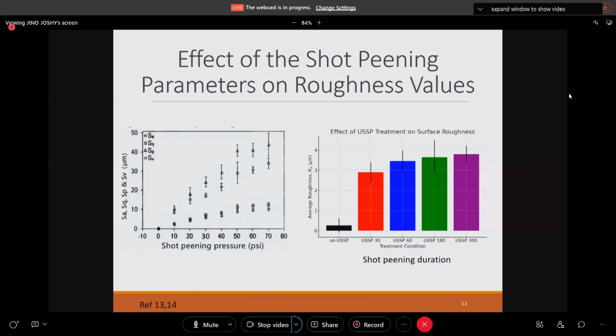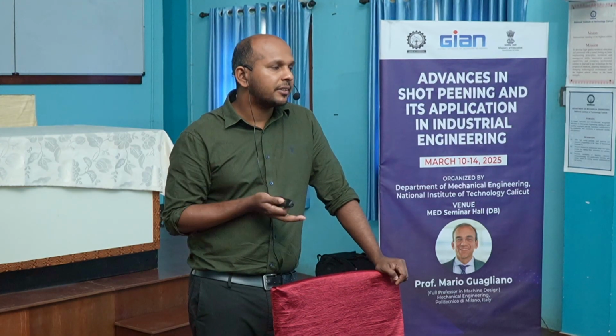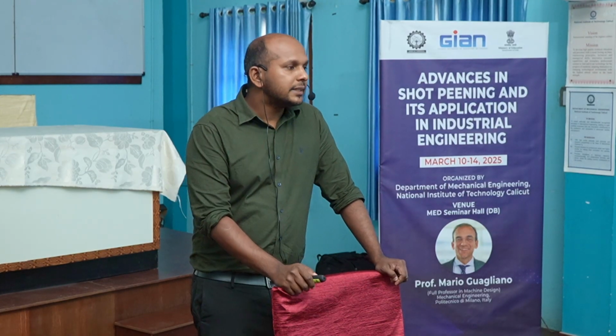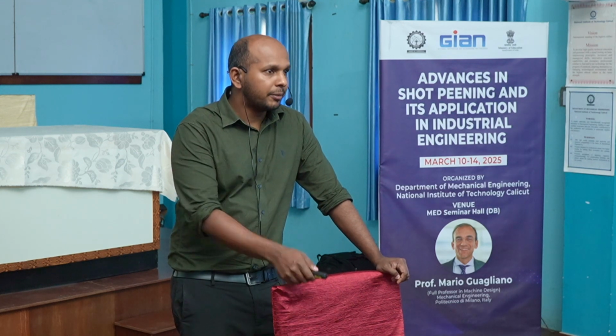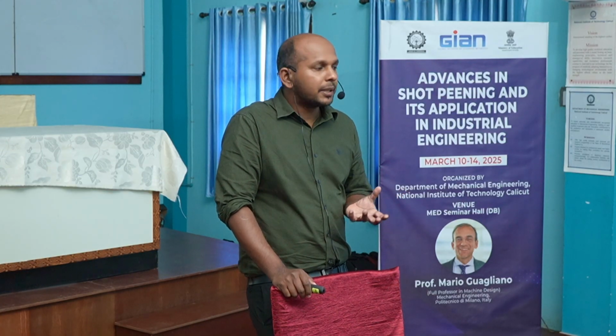The adjacent image shows how shot peening duration governs the surface roughness. As we do shot peening for longer, initially there is a sudden increase in the roughness values. Finally, even though the duration changes from 180 to 300, the slope of the curve decreases, meaning it is almost stagnating. These are individual parameters that affect the surface roughness. Later, people use analytic techniques, FEM studies and other experimental studies, to find how multiple parameters together affect the roughness values of the coating.